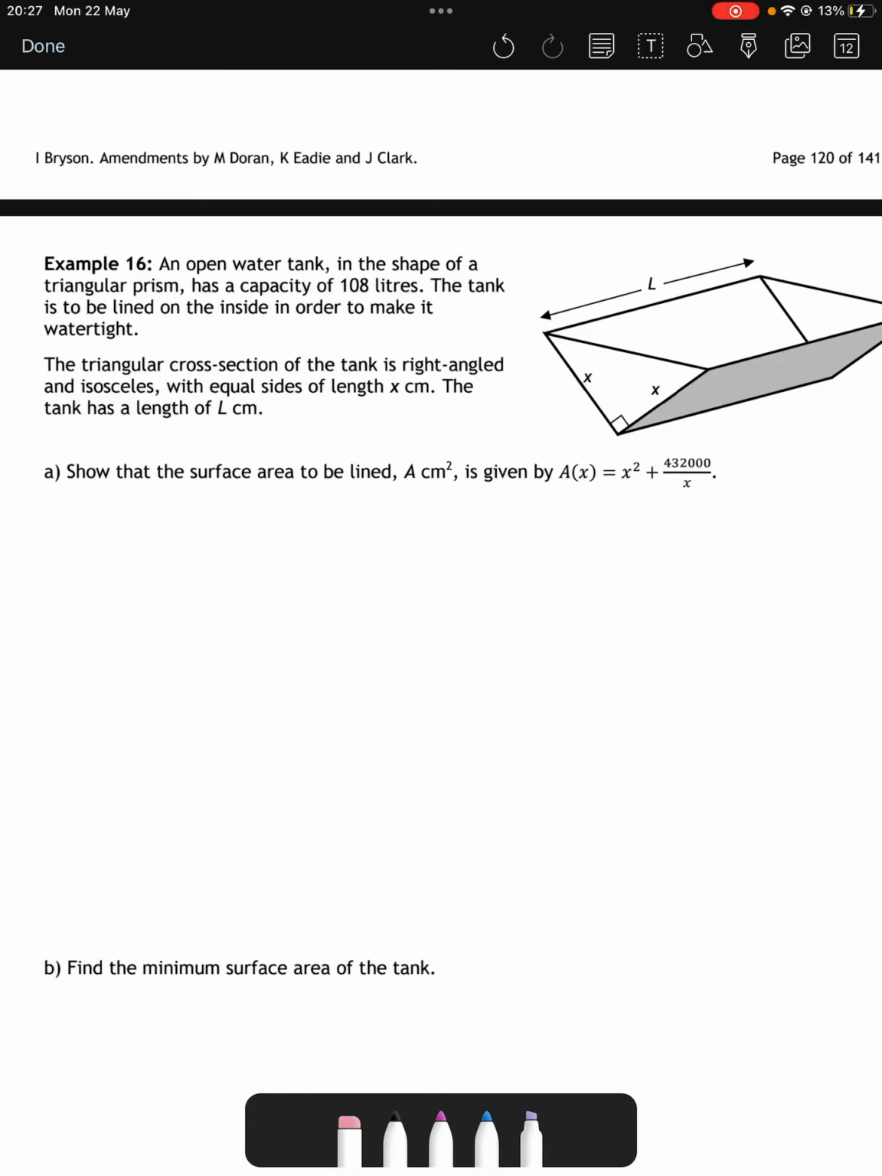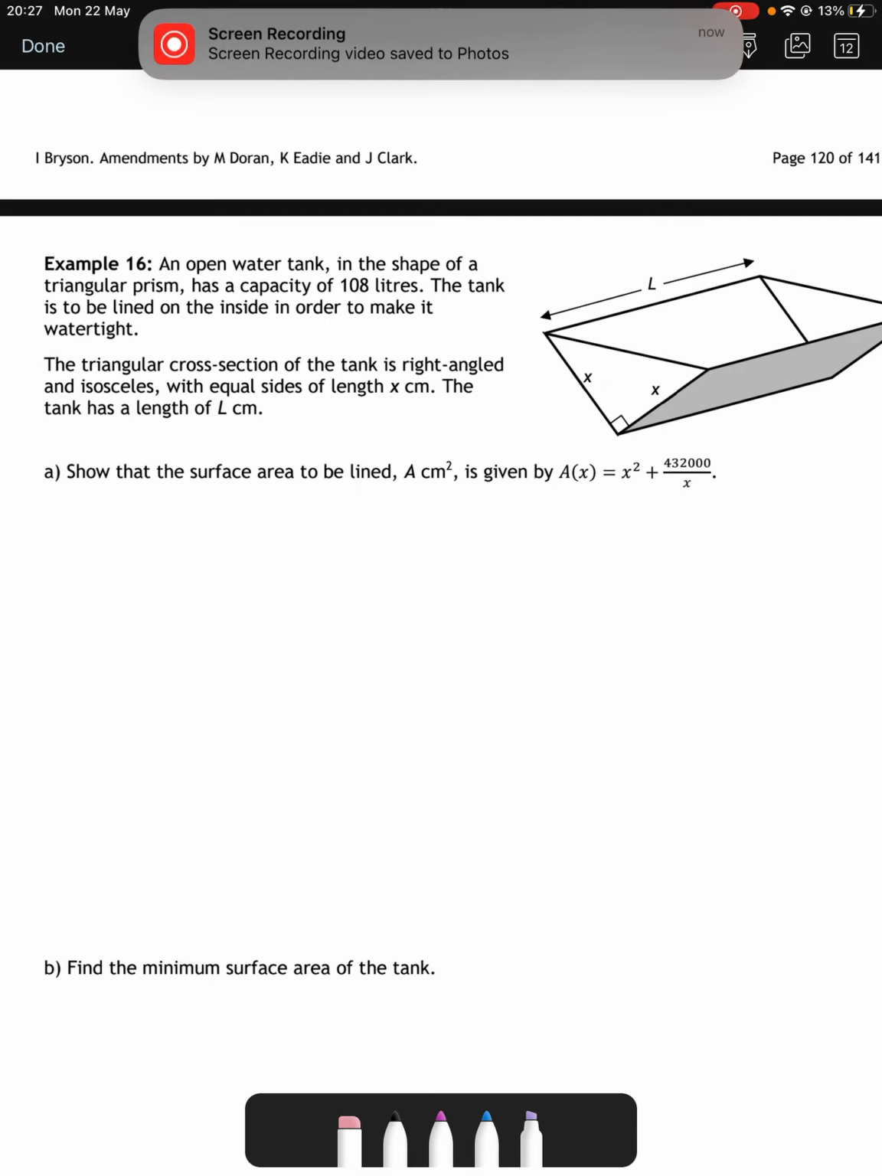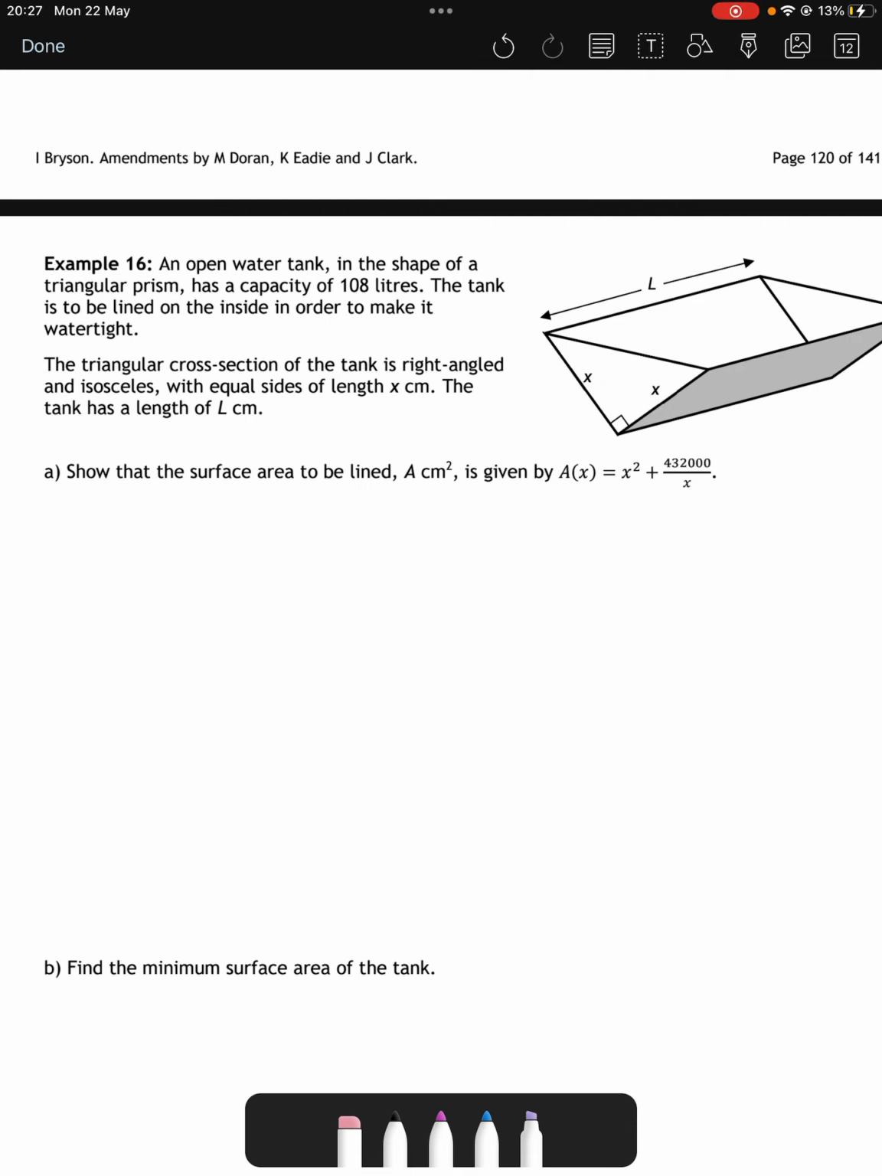Okay, this is example 16. A lot of information here. So it's an open water tank, which you can see is in the shape of a triangular prism. It has a capacity of 108 litres. Capacity is also liquid volume.